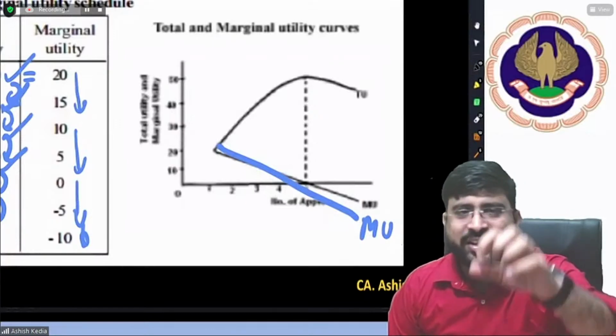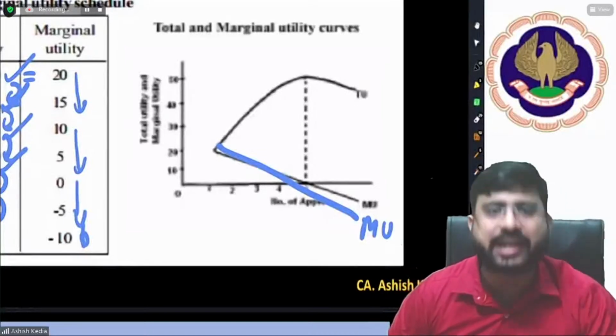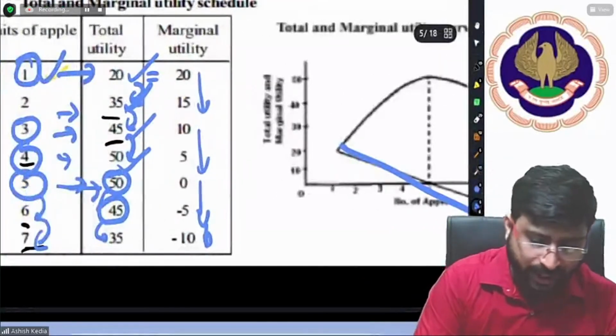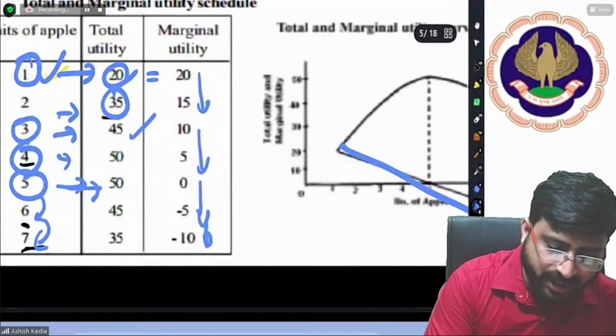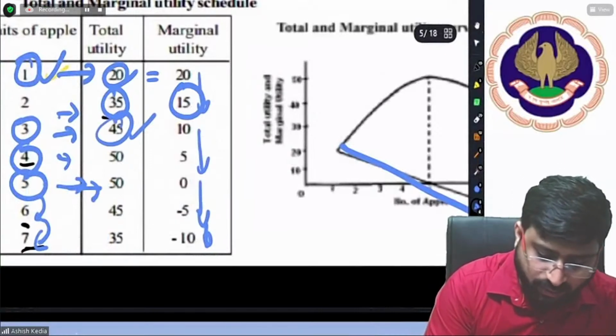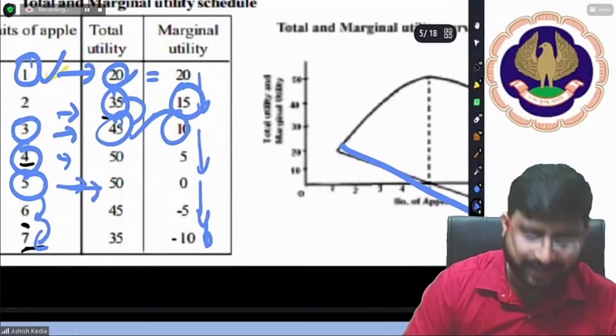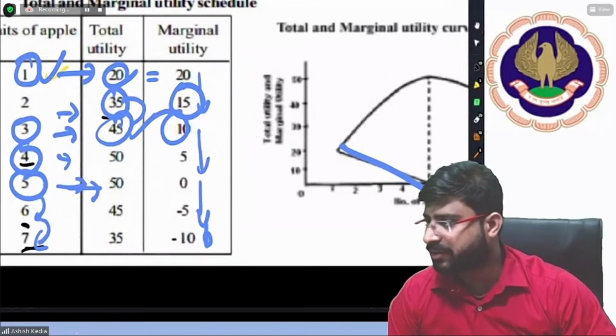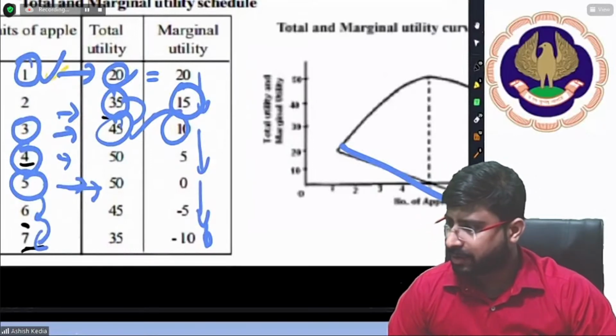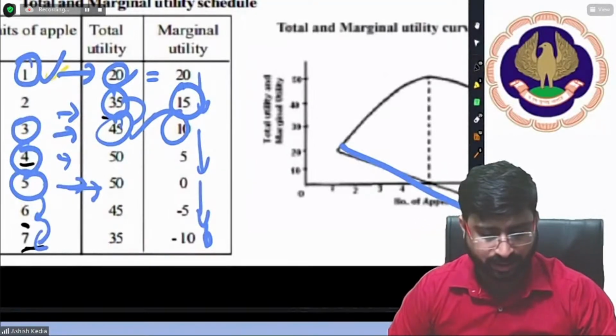Yes, it's the difference between the succeeding and the preceding term, correct? So for example here, 35 minus 20, you get 15. 45 minus 35, you get 10. That's correct. Yes, sir, we get it, sir. Very good, crystal clear.